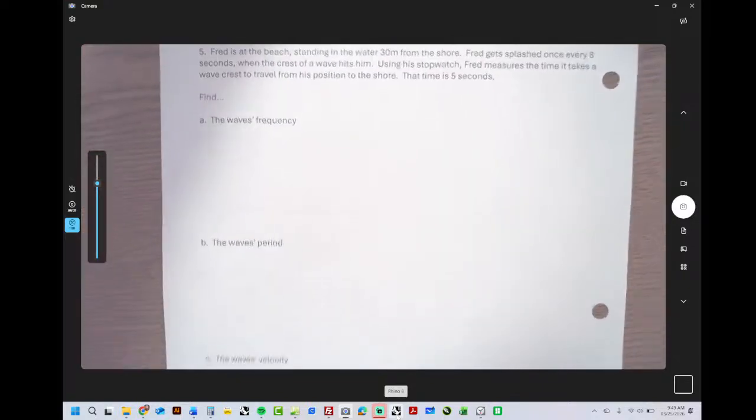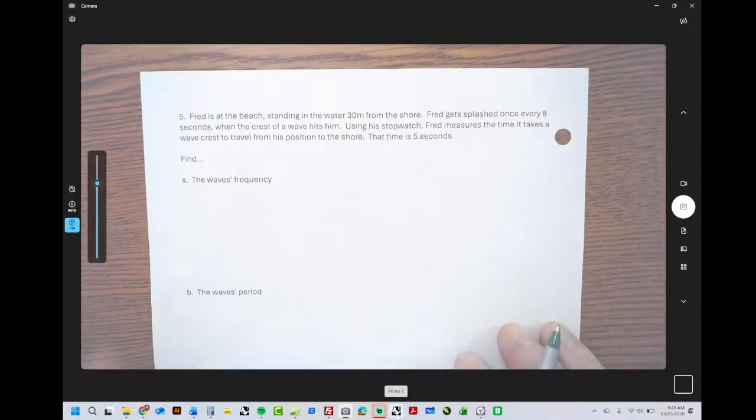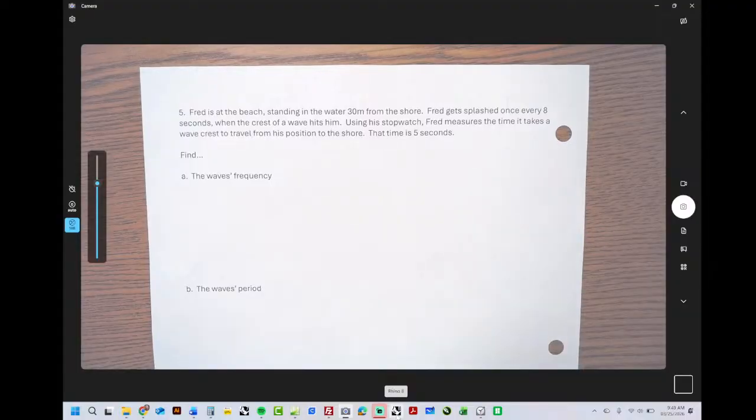And now there's the one like that fisherman, except in this case it's Fred. Fred's at the beach, standing in the water, 30 meters from the shore. Fred gets splashed once every 8 seconds when the crest of a wave hits him.